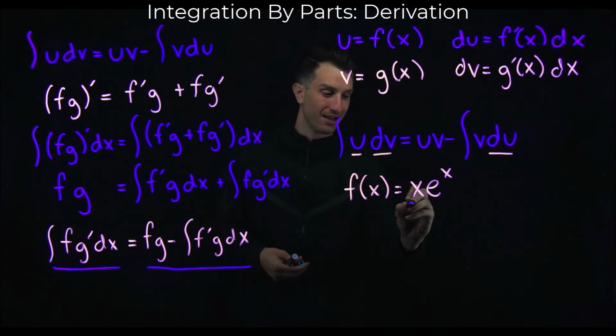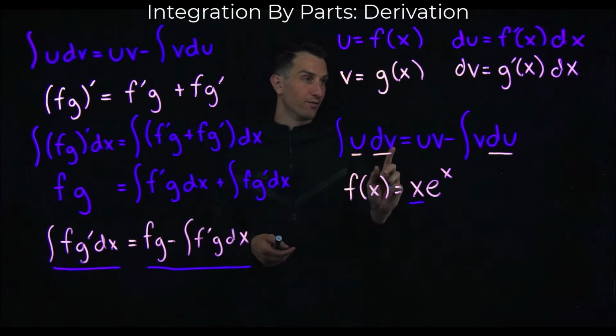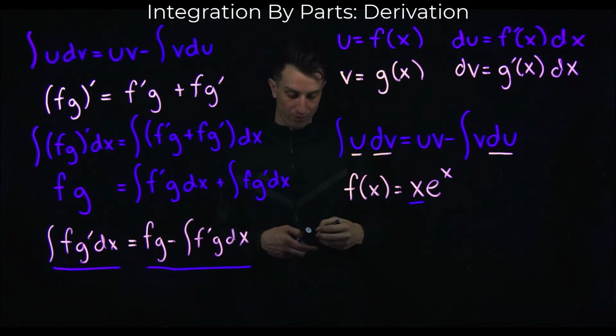So in this case, if I take the derivative of x, what does that get me? Well, that gets me 1. That's a very nice number to put over here. So that's where we're going towards.